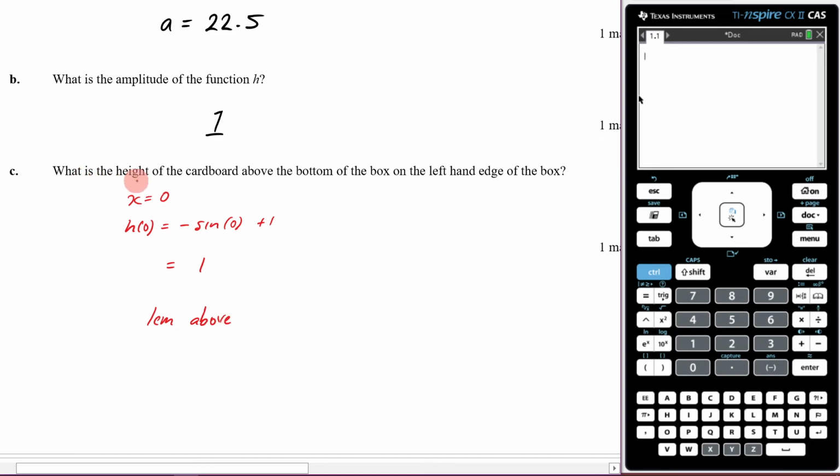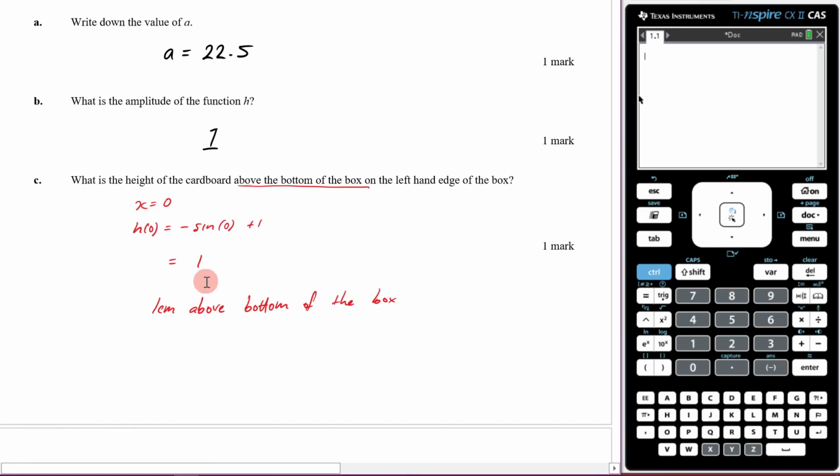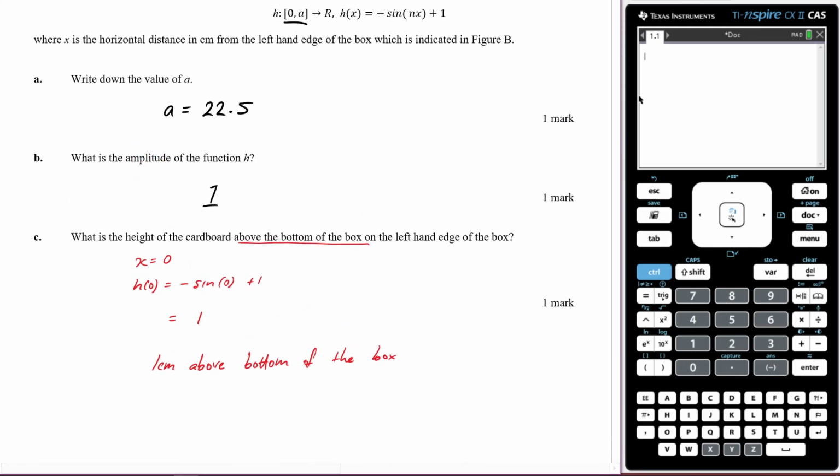Let's just read the question carefully. What is the height of the cardboard above the bottom of the box? 1 centimeter above the bottom of the box. Perfect. So that's how you answer questions A, B, and C of this. We'll pause here and then go through the next part.